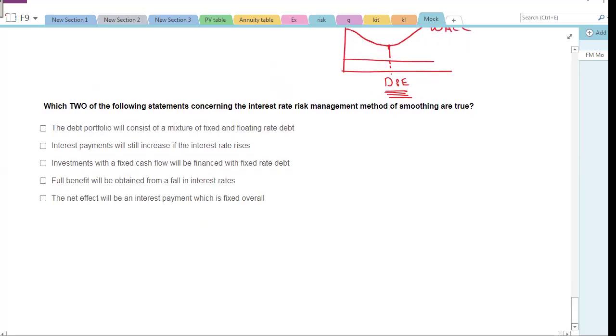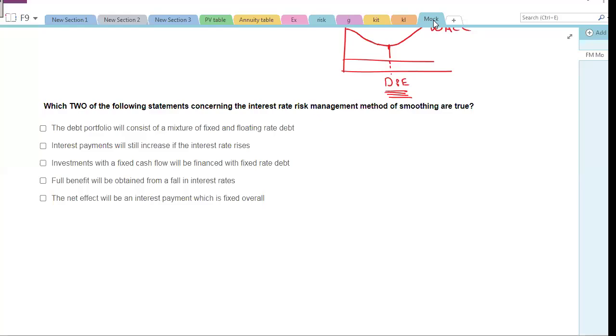Let's see the last one and quickly read it, and then we'll see it together. Pause the video. Which two of the following statements concerning the interest rate risk management method called smoothing are correct? Okay. Now, smoothing basically means that you have a mixture of variable loan and the fixed loan. So two of them are correct.